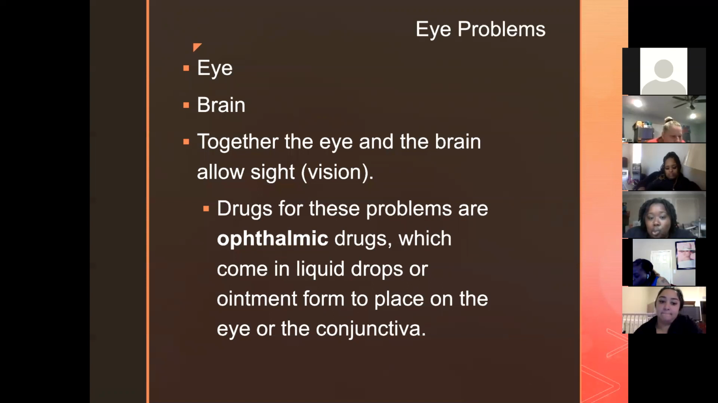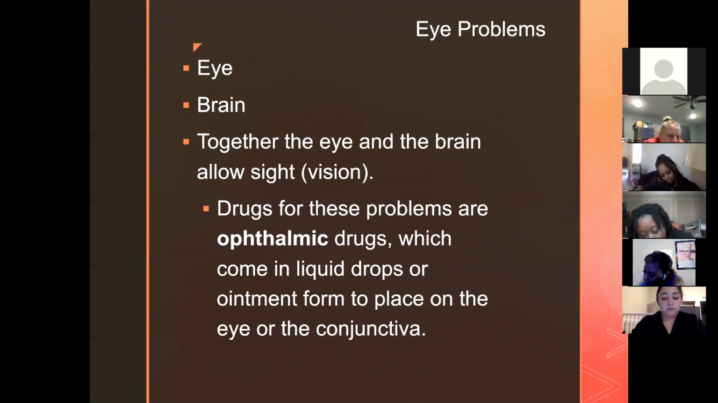But now let's go to some eye problems. You know, your eyes are connected to the brain. If your brain's not working right, then your eyes might not work right. Who knows, right? Together, they allow foresight or your vision. And any drugs that we're going to give for eye problems are going to be called ophthalmic drugs. Okay.